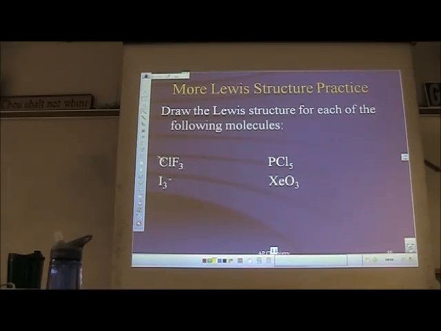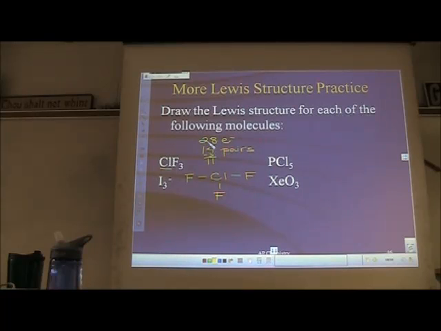Let's do chlorine trifluoride. What's the central atom going to be? Chlorine. Let's tally up total valence electrons. How many total? 28. So how many pairs? 14. Let's draw it out. Chlorine in the center. That leaves 11 lone pairs.